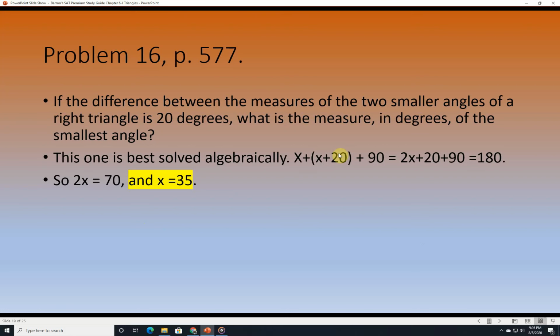So that's going to be x plus x plus 20 plus 90, which is just going to be 2x plus 20 plus 90 because we can combine like terms. Anyway, so we can see that 2x plus 20 plus 90 equals 180. Obviously, we can subtract 90 and 20 from 180, so we're going to end up with 2x equal to 70, and therefore x has to be 70 over 2, which equals 35.